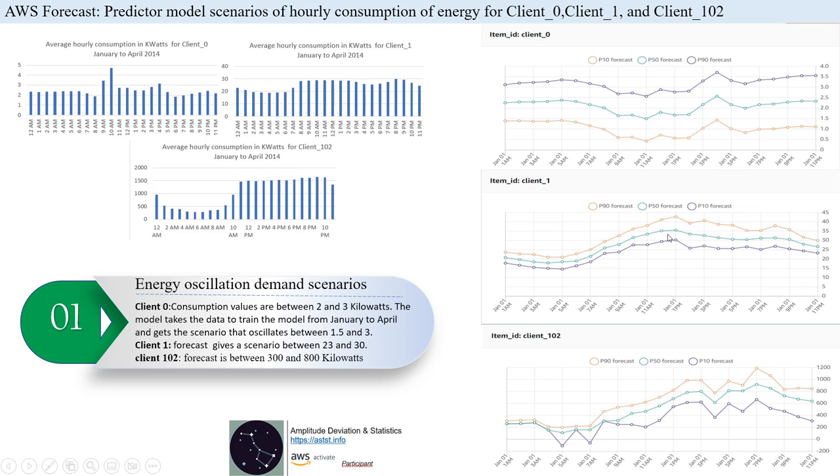You can see the oscillation of the model that built this forecast for all of the next 24 hours of energy consumption for client 1. Okay, this is the input data for client 1, and the model makes this prediction of the forecast in this chart. Okay, for client 102, here we have client 102.